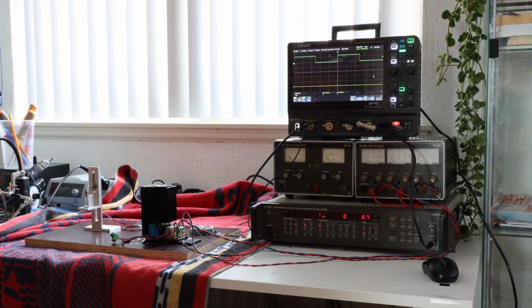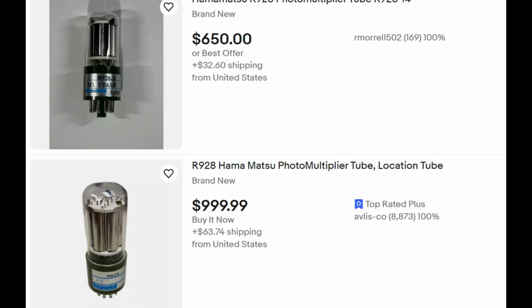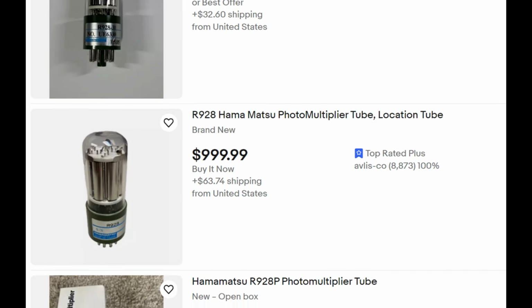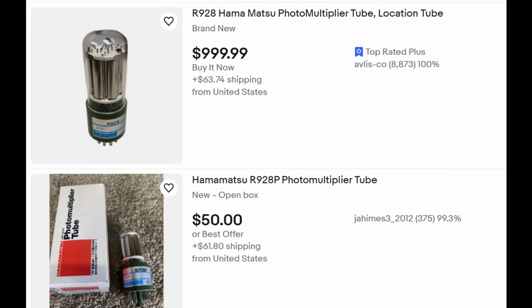Okay, so much for the theory. Let's now look at the practical aspects. Photomultipliers are pretty expensive devices when bought new, and even second-hand, they're generally not cheap. On eBay, second-hand photomultipliers of the type I have here can cost anywhere between 25 to a few €100.